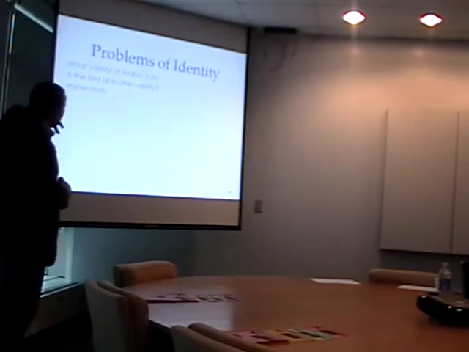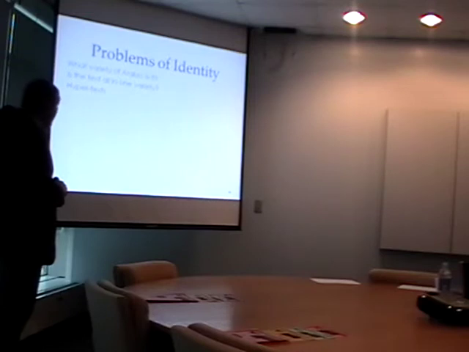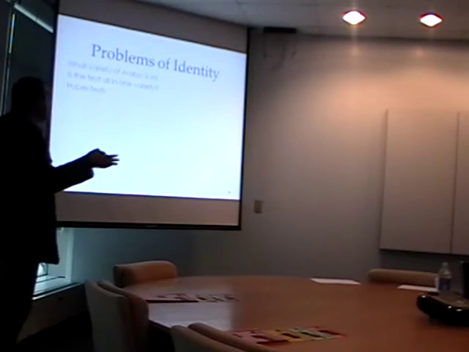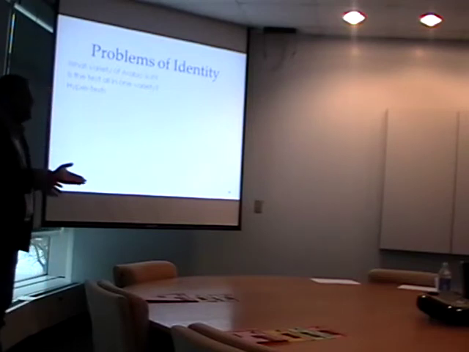So these are three issues with the problem of identity. What variety of Arabic is this text? Is the whole text from the same variety? And what if there is a text embedded in another text?